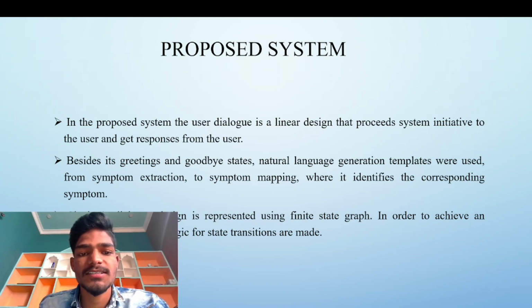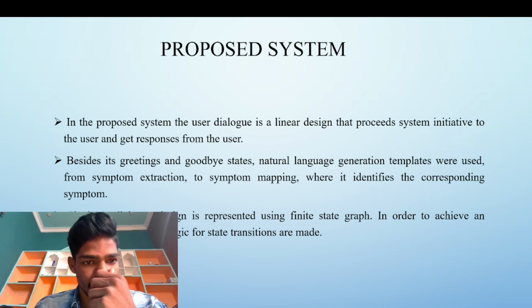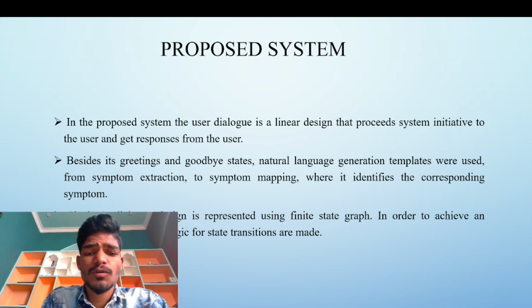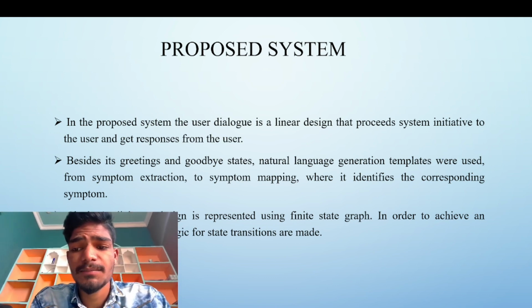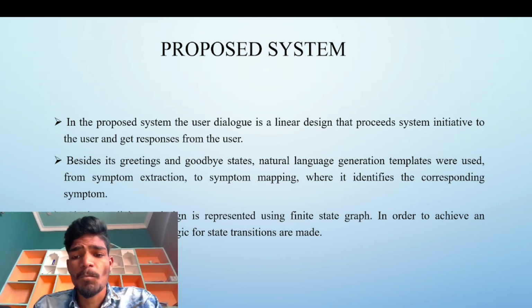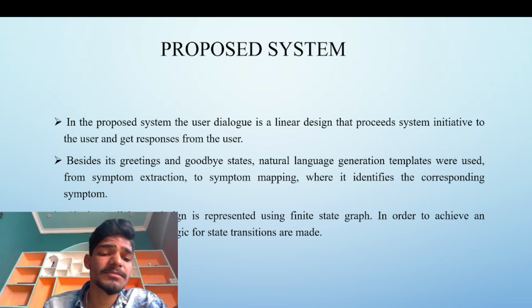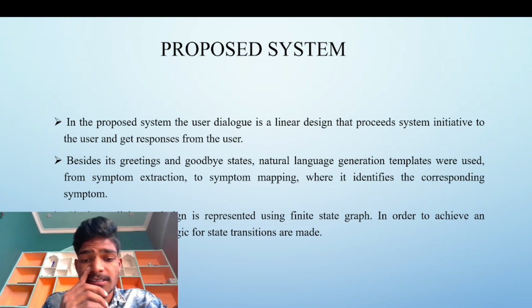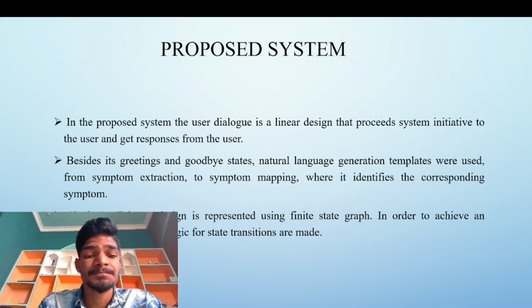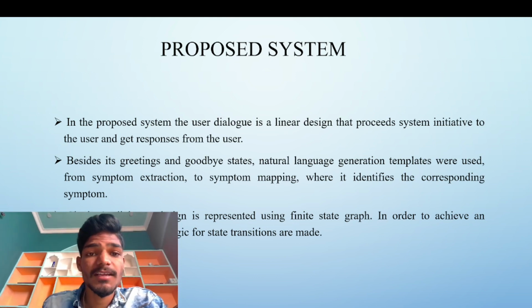In the proposed system, the user dialog is a linear design. The system takes the initiative with the user and gets a response from the user. Besides greetings and goodbye states, natural language generation templates were used from symptom extraction to symptom mapping, which defines the corresponding symptom. Chatbot dialog design is represented using a finite state graph in order to achieve accurate diagnosis. And this is all about the whole system.